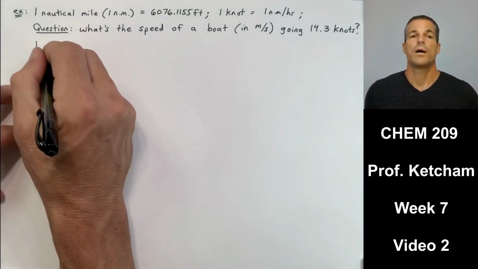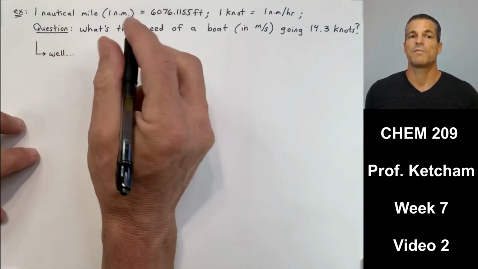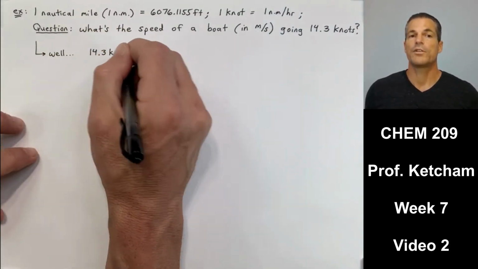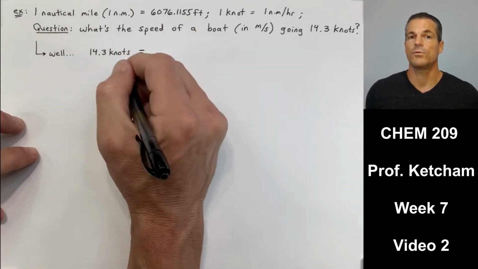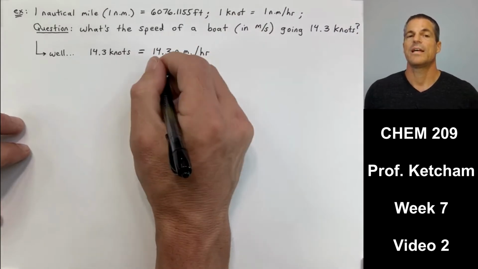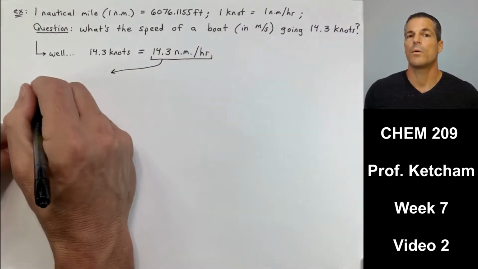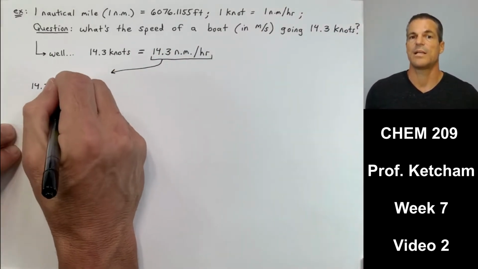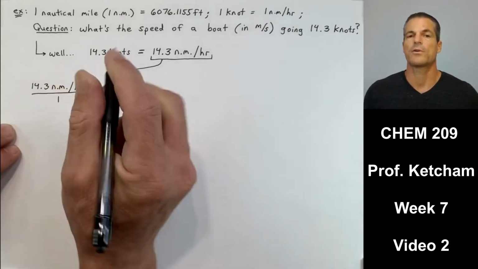All right, well, what are we going to do here? We're given a lot of numbers. 14.3 knots is equal to 14.3 nautical miles per hour. And I figured that out from what was given, where it says 1 knot is the same thing as 1 nm or nautical mile per hour.